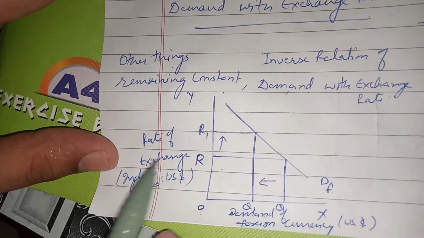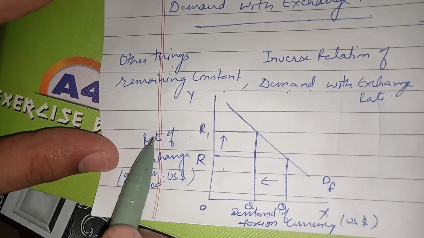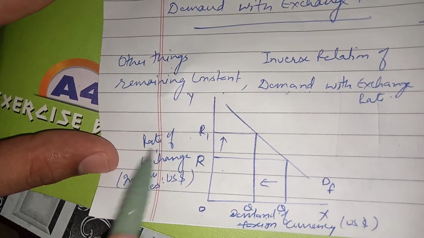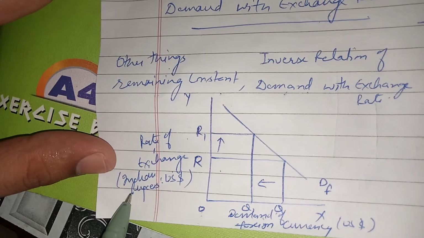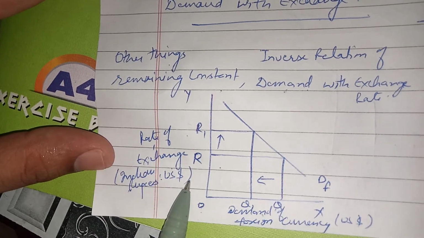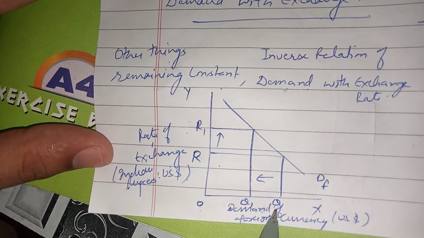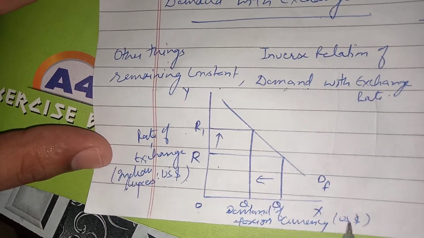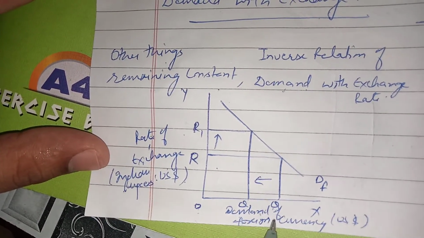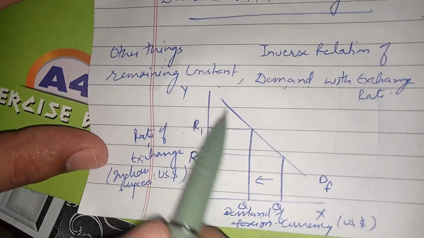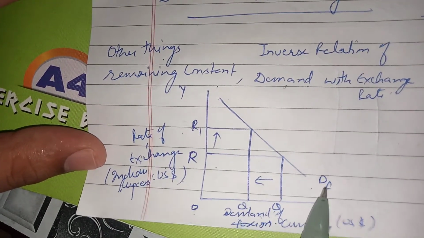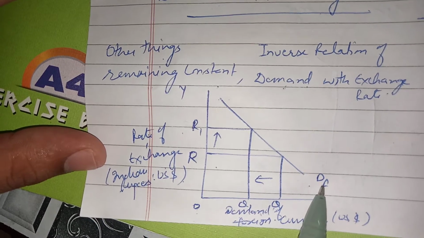Here there are two axes, OY axis and OX axis. On OY axis we are taking rate of exchange where we are taking Indian rupee with the US dollar, and on OX axis we are taking only demand factor of foreign currency, and US dollar is taken as an example of foreign currency. We all know that demand curve slopes downward, so DF is a demand curve of foreign currency.